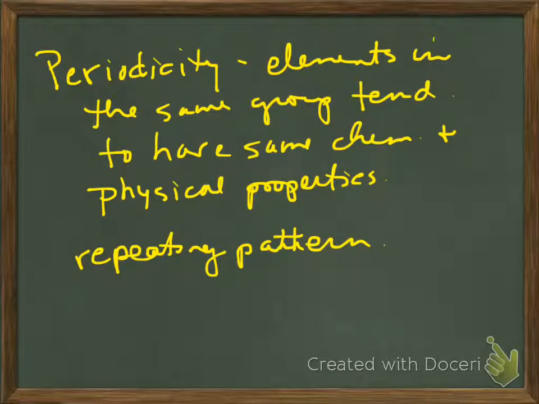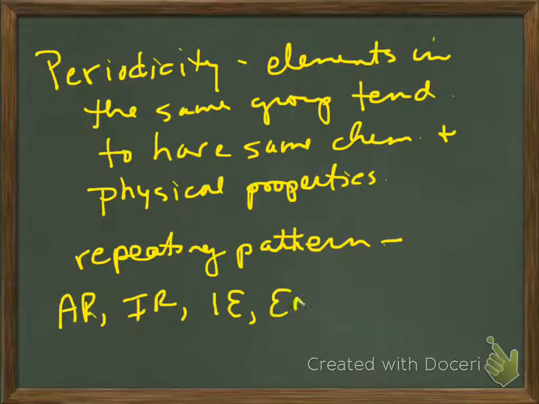All right, let's talk about periodicity. This is elements in the same group. They tend to have the same chemical and physical properties. There's a repeating pattern, which is really where that term, periodicity, comes from. And we can see those trends in the atomic radius, in the ionic radius. We can see them in ionization energies, electronegativity, and melting points.